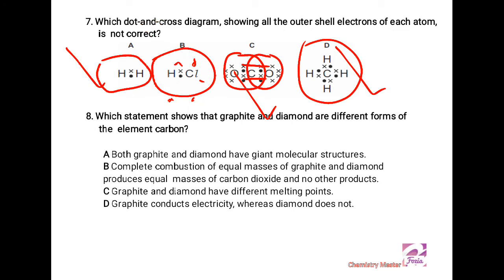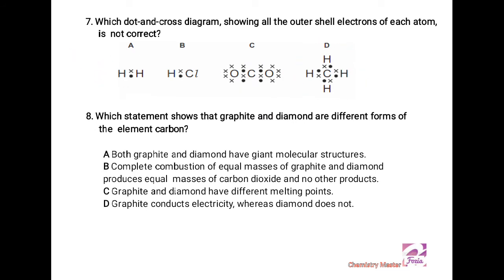Now MCQ number 8. Which statement shows that the graphite and diamond are different forms of the element carbon? A. Both graphite and diamond have giant molecular structure. It's not the criteria.